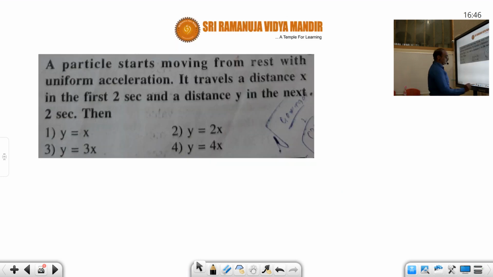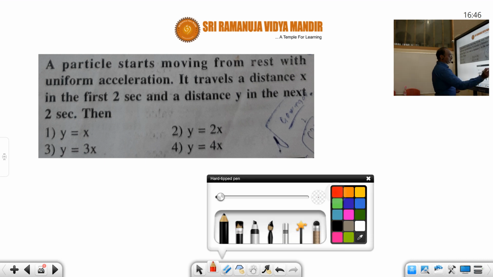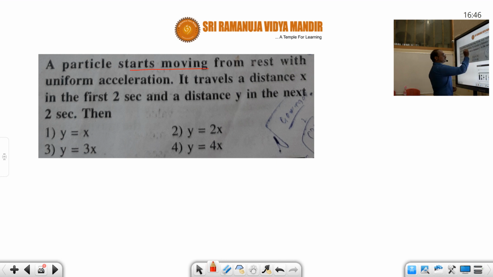See here, one problem. A particle starts moving from rest with uniform acceleration. It travels a distance x in the first 2 seconds and distance y in the next 2 seconds. Then what is the relation between y and x? We did the same type of problem in the last video. There 10 seconds and 10 seconds were written, but here 2 seconds and the next 2 seconds. We follow the same procedure.